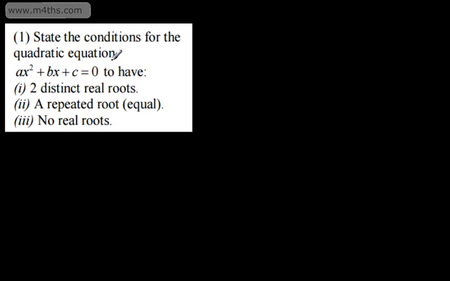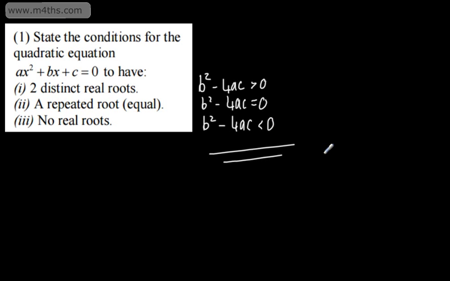Okay, in the first question, state the conditions for the quadratic equation ax squared plus bx plus c equal to 0 to have 1, two distinct real roots, 2, a repeated root or equal roots, and 3, no real roots. We've just seen that, and this is something you have to learn, so the more you do it, the easier it is to remember. b squared minus 4ac will be greater than 0, b squared minus 4ac will be equal to 0, and b squared minus 4ac will be less than 0. Nice and straightforward, and that's something to put in your notes and remember.